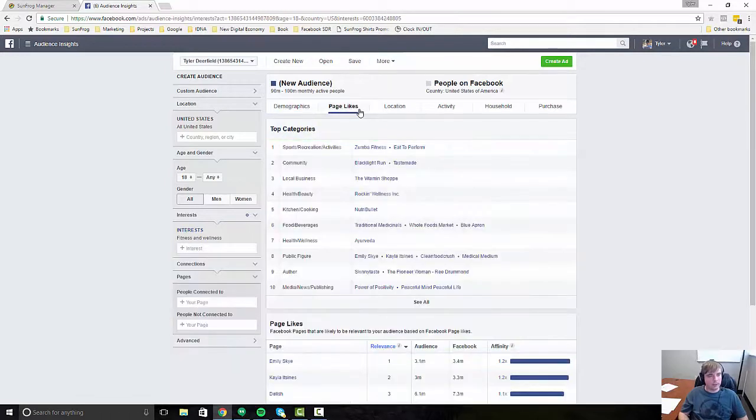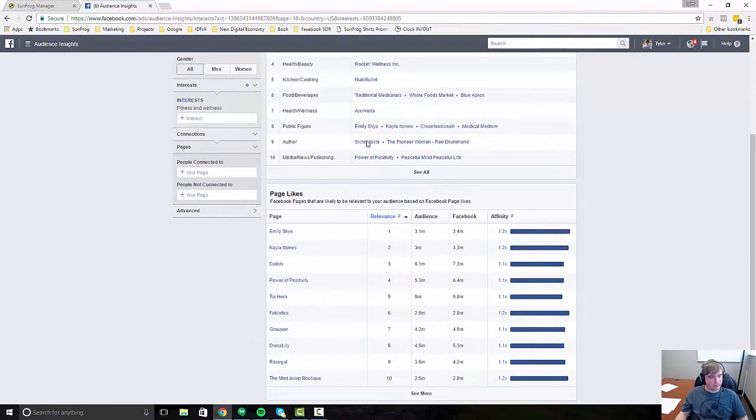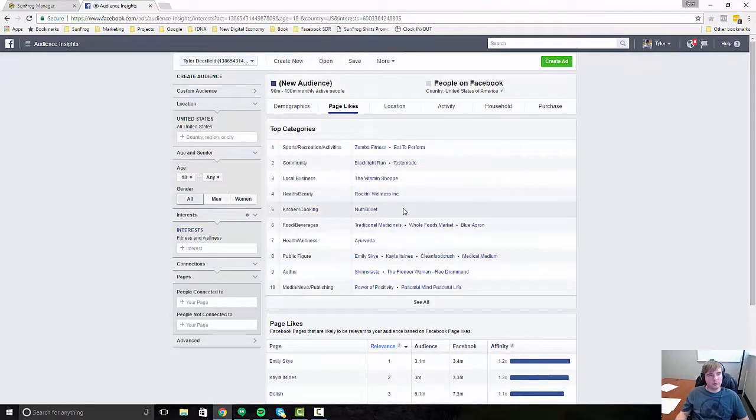The problem with an audience that broad is you're likely to get some things that don't really line up with the type of user that you're actually trying to get a hold of. And some key things that are going to tell you that you've hit the wrong audience, the audience you don't want to target, are going to be based on these page likes that you find.